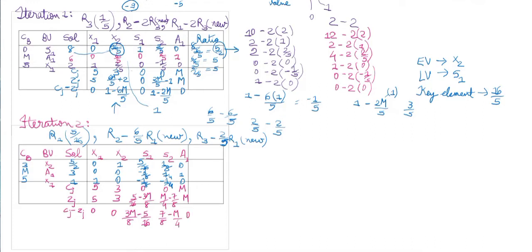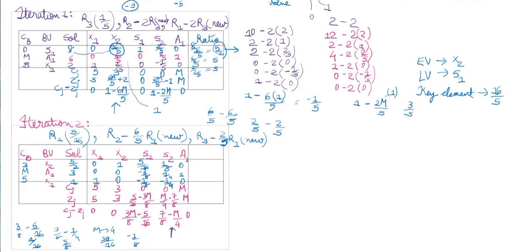Like over here, if I take M as 1, then it will be 3 by 8 minus 5 by 16, which is coming as 1 by 16. And here if I keep 1, then it will come as 5 by 8. So both are coming positive. So we'll have to try another value. Now I'm trying it for 4. So 3 into 4 by 8 minus 5 by 16 comes out to be 19 by 16. And 7 by 8 minus 4 by 4 comes out to be minus 1 by 8. So this will be our entering variable.